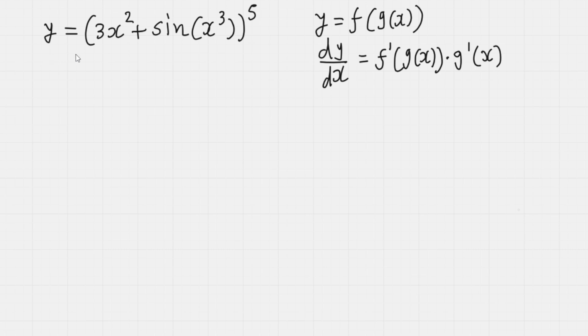In our question, 5 is in the exponent, so this is the outer function, and 3x² + sin x³ is the inner function. Inside sine we also have x³. So if we talk particularly about sin x³, sine is the outer function and x³ is the inner function. Let us see how we can apply the chain rule here.